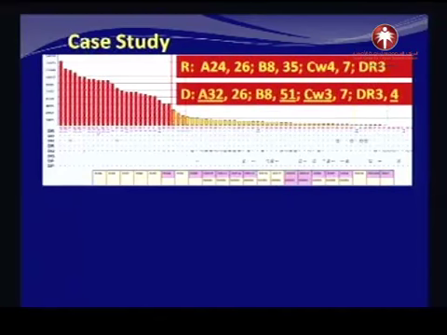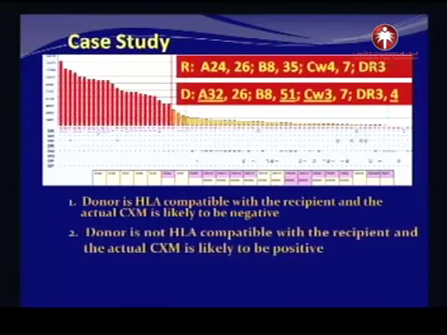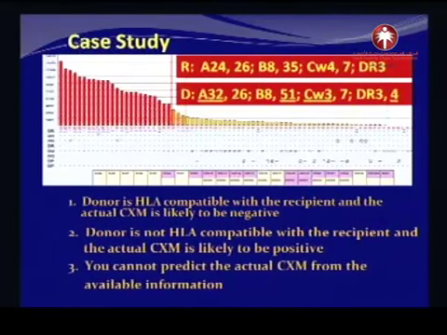So the same picture, but now to allow for space to enter the question. This question is about virtual cross-match. I think it's evident to all of you. I'm showing you the specificity of the HLA by solid phase immunoassay, and we're showing you the typing of the donor. So can we say that this donor, donor number 1, is HLA compatible and the actual cross-match is likely to be negative? Or the donor is not HLA compatible with the recipient and the actual cross-match is likely to be positive? Or you cannot predict the actual cross-match from the available information? Or none of the above?